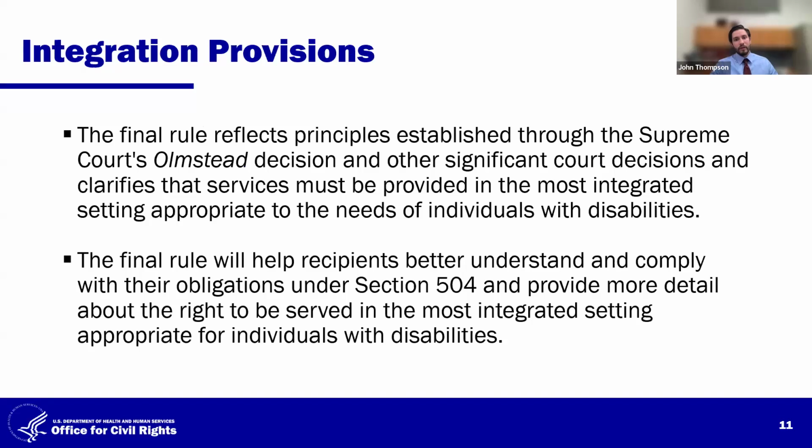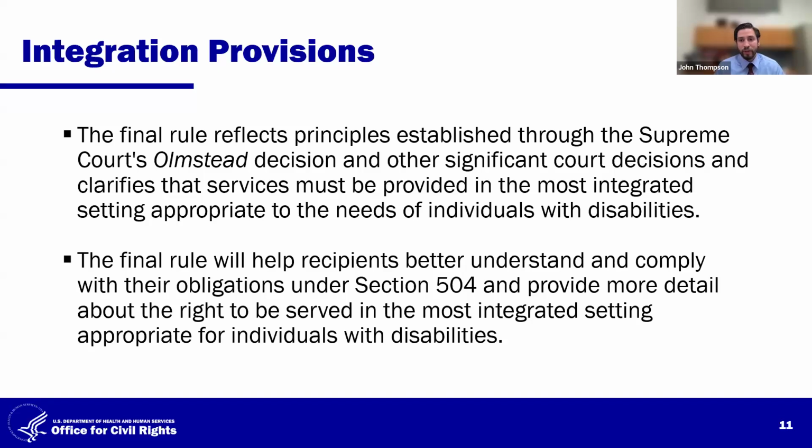Okay. Section 84.77 deals with the integration provisions. Everything that we've included in this section is already required, whether by 504, by the ADA, or by the Olmstead decision or other case law. But all this deals with making sure that people with disabilities are able to receive services in the most integrated setting possible. So we really wanted to make sure that most of these requirements are in one section, so there's not confusion over what is required of recipients.